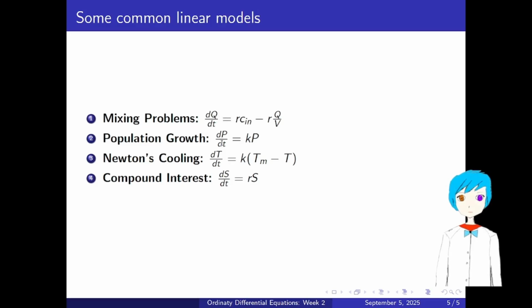The population growth model, which characterizes exponential growth. Newton's cooling, that is to put a hot object in a room and to model its temperature's evolution. Finally, compound interest. This is the compound interest model. This is also similar to the population growth model characterizing exponential growth.